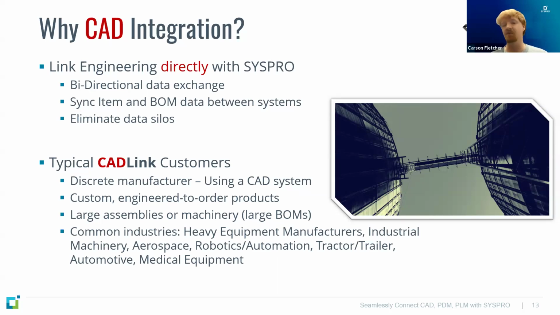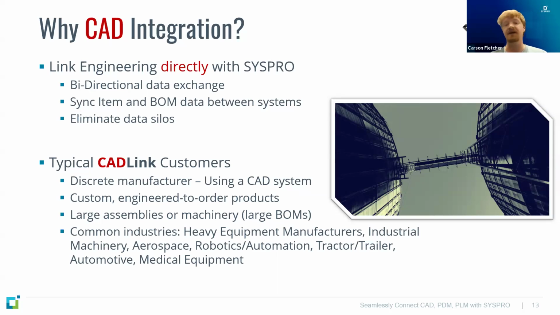Perhaps you have large assemblies or machinery, large bills of materials in general. The moment you make one change to that sort of large bill of material, you want a system to help you make that same change in SYSPRO, something that'll be able to tell you exactly what's changed and then go ahead and make that change without you needing to pull two records up on either screen and try and figure out what exactly is different just by the eye test.